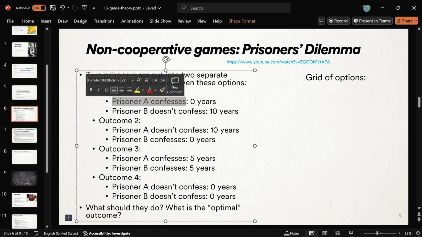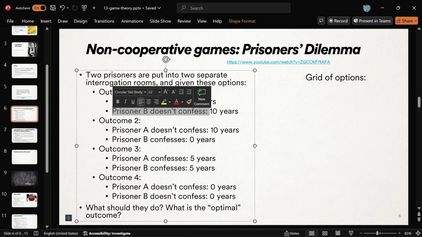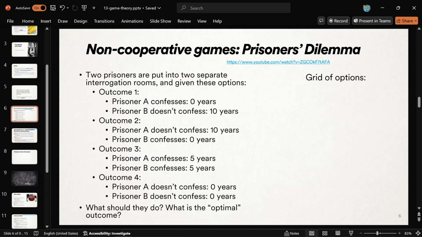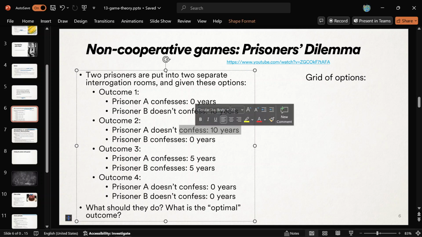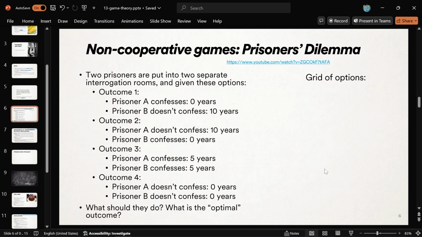If prisoner A confesses, but prisoner B does not confess to the crime, then prisoner A is going to walk free, and prisoner B is going to get 10 years in prison. Outcome two is if prisoner A doesn't confess and prisoner B confesses, then it's going to be the flip of that: prisoner A gets 10 years. There's a grid that we can draw, and that makes more sense. Here are the options for each prisoner and what's going to happen.